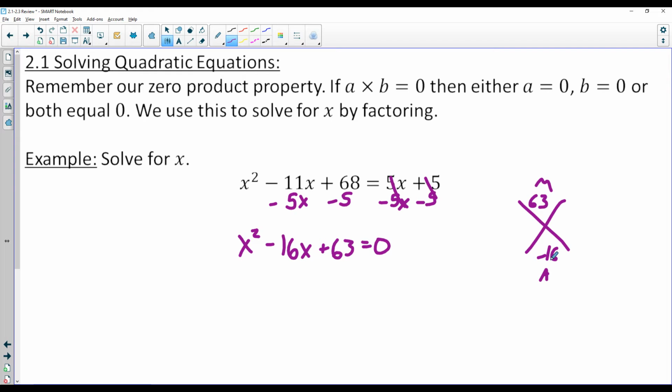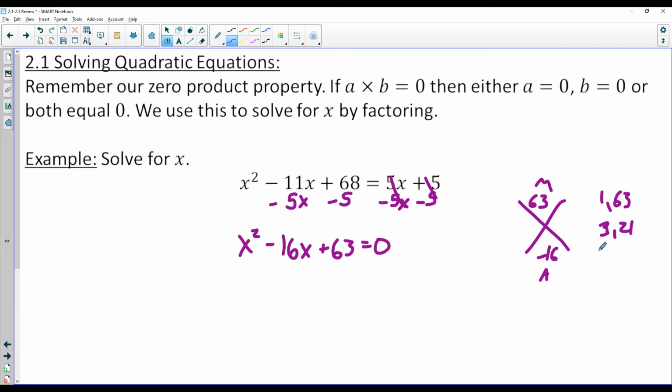And again, you could start listing these, right? We have 1 and 63. That's obviously not it. We have 3 and 21. Well, that's kind of close, but not really there, right? So what else do we have? 4 is not going to go into there. 5 is not going to go into there. 6 is not going to go into there. 7, right? 7 and 9 are going to go in there.